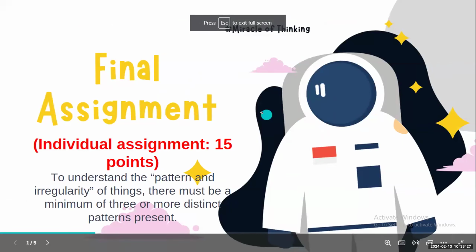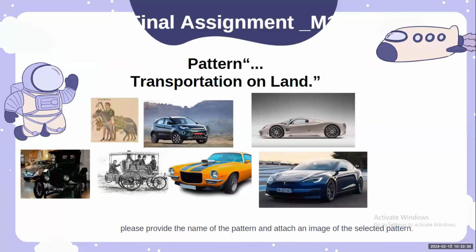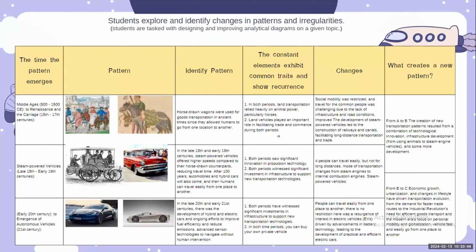This is my topic, transportation on land. This is the revolution of vehicle transportation, from past years to that time, how there was a revolution. My starting topic describes the time period of the vehicles, like the middle age, 500 to 1500 CE, and from the 15th century to the 17th century we used a horse-drawn wagon, not manufactured cars, so we used animals as the mode of transportation to go from one place to another.